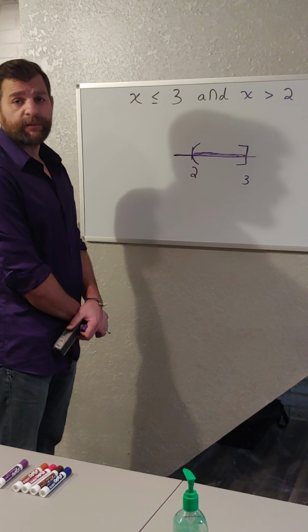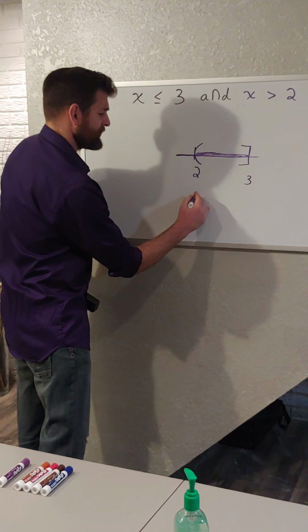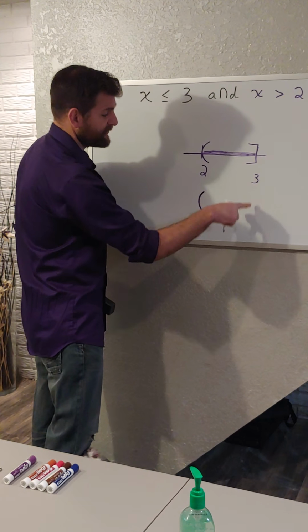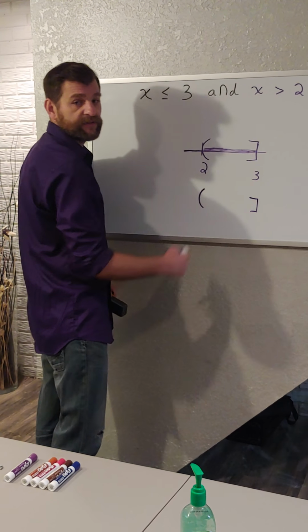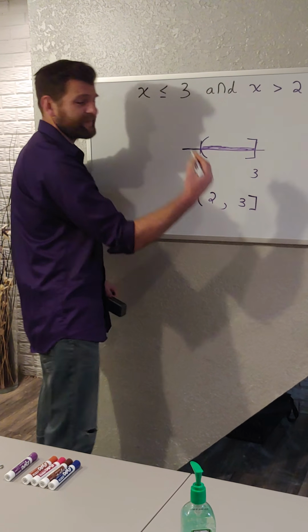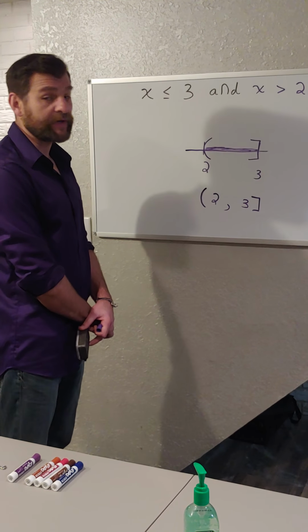A lot of times they're going to want you to put it in what's called interval notation. Interval notation looks just like this. You're going to take this, bring it straight down. Take this, bring it straight down. Take your 2, bring it down. Take your 3, bring it down. Throw a comma between. And then it's an interval notation at that point.